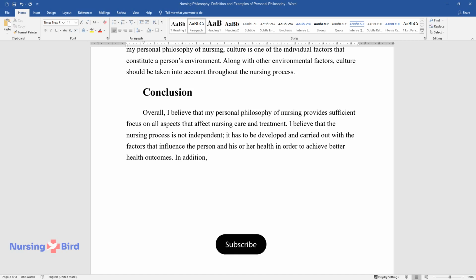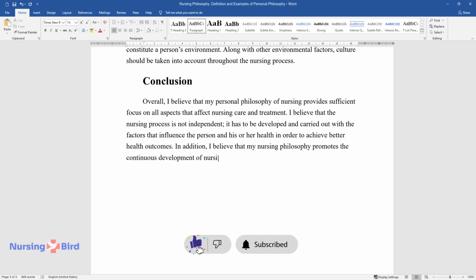In addition, I believe that my nursing philosophy promotes the continuous development of nursing practices, which also leads to higher effectiveness of treatment.